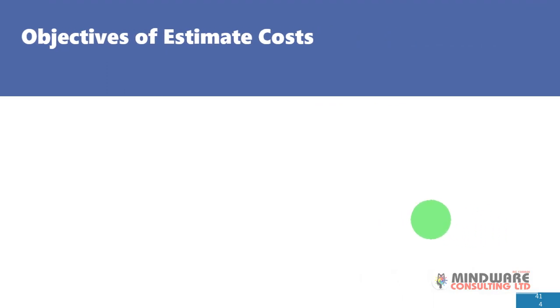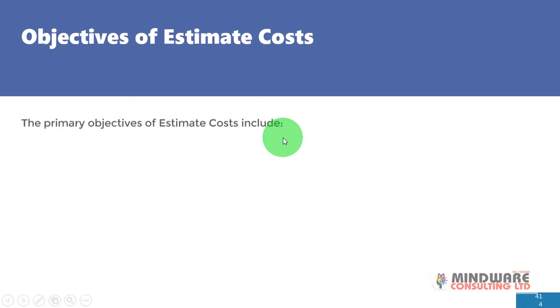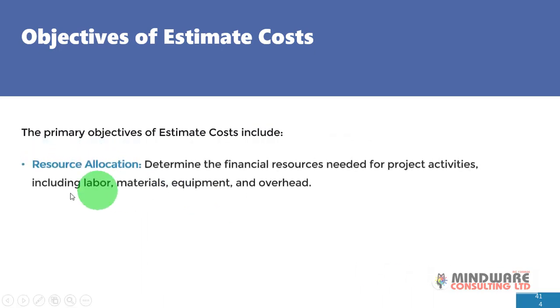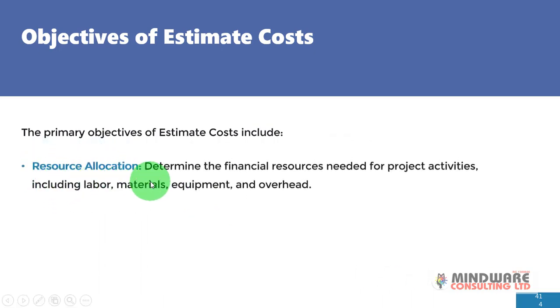Now, what are the objectives of this process? The primary objectives of the estimate costs include: number one, resource allocation. Now, this helps you to determine the financial resources needed for project activities, including labor, materials, equipment, and overhead. Okay, so for every single project activity, you're going to have to determine the financial resources required.